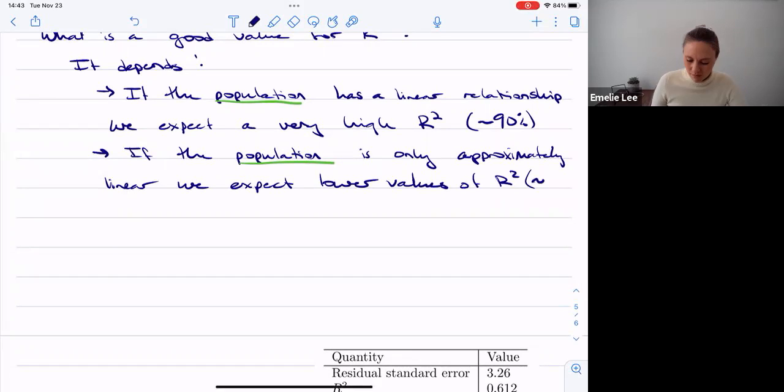It hurts, but maybe I'll say 60% or something. It totally depends on what field you're in, and you'll pick up very quickly once you're out working what a good R squared is in your field. So don't worry, but just know that it can fluctuate, and it depends on what population you're drawing from.